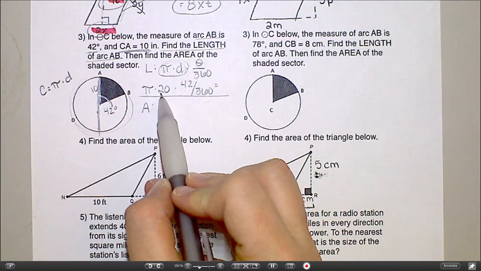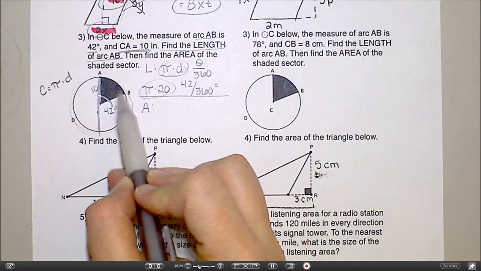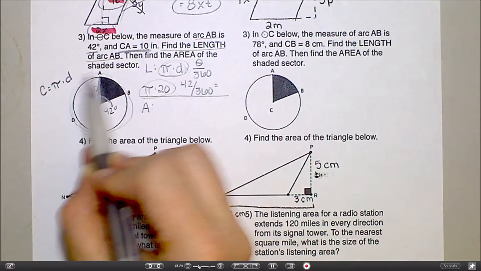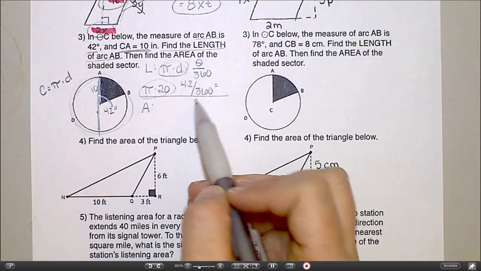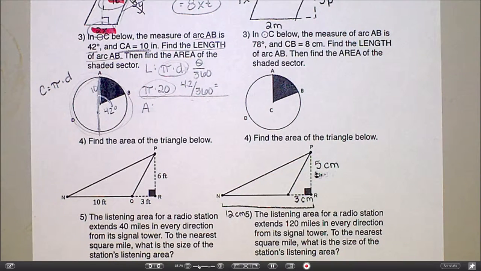So pi times 20 would tell me the distance if I walked all the way around the circle. And then this is saying, but I only want 42 degrees out of the 360 degrees. So I'm going to do something with a calculator that's not dead. Pi times 20, and you can type that all in at once.